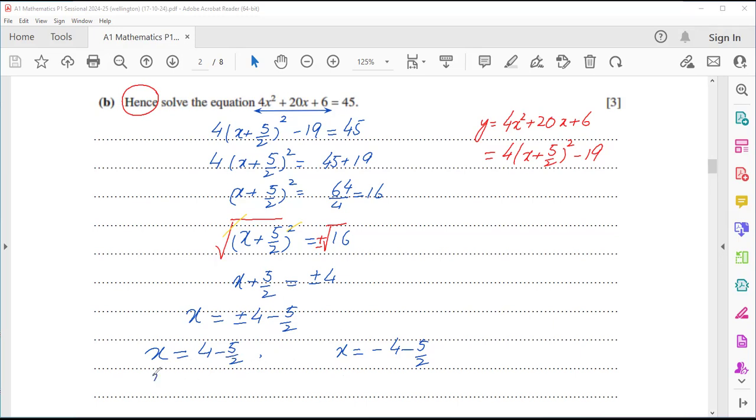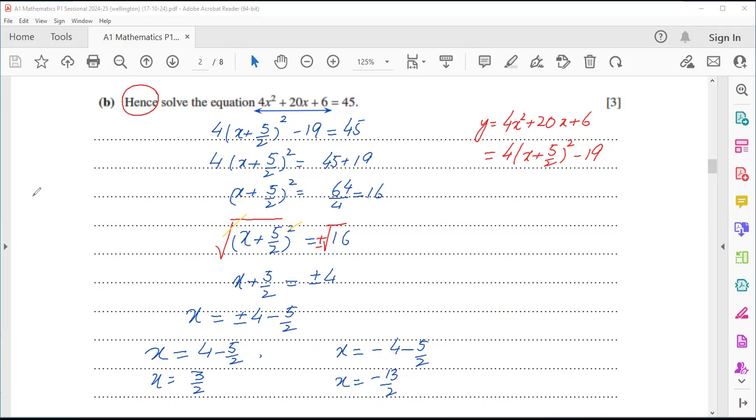And the first answer will be, when you take LCM, you have to use your calculator. 8 minus 5 becomes 3 by 2. That's the first answer. And the second answer is minus 8 minus 5 becomes minus 13 by 2. These are the two answers. Is it clear? Any doubt? Any problem? Because this is the question.